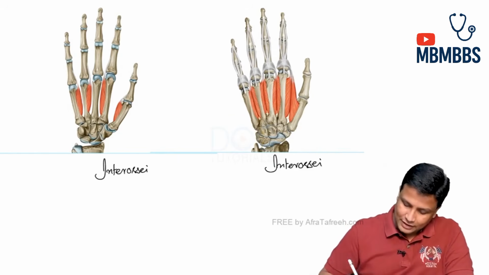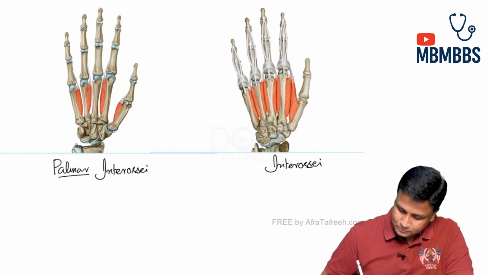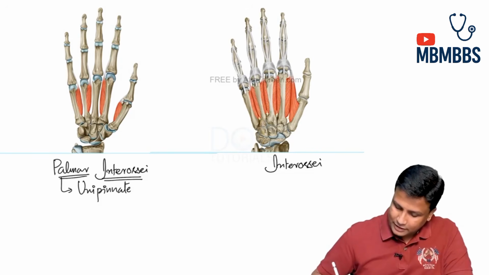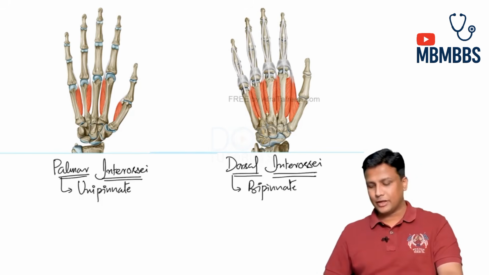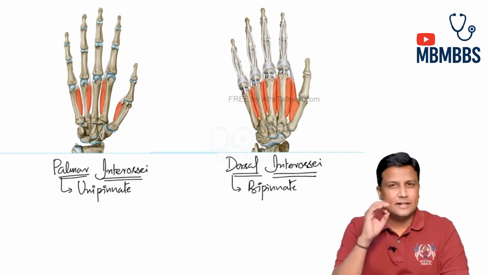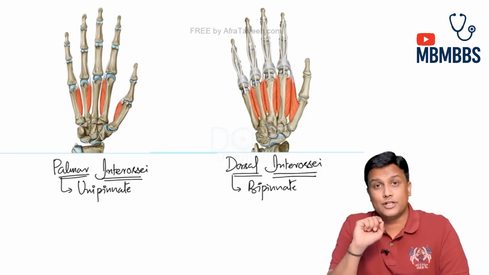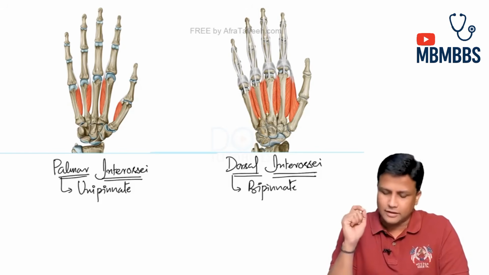So out of these two, remember, in the very first diagram, they are unipinnate. And the ones which are unipinnate are palmar. So palmar interossei muscles are actually unipinnate. And the ones which are bipinnate here, they are dorsal interossei. So dorsal interossei muscles are the bipinnate ones, guys. Is it okay? The moment you look at the diagram, you can easily identify they are interossei between the bones, but the ones which are unipinnate will be the palmar interossei. The ones which are bipinnate, originating from adjacent metacarpals there, are bipinnate, guys.